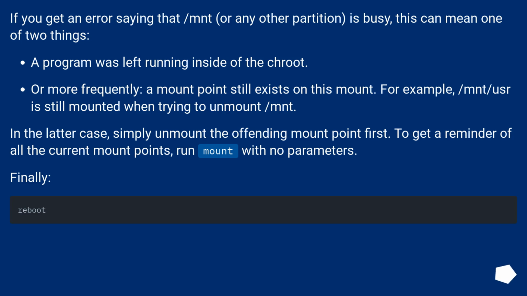If you get an error saying that /mnt, or any other partition, is busy, this can mean one of two things. A program was left running inside of the chroot. Or more frequently, a mount point still exists on this mount. For example, /mnt/usr is still mounted when trying to unmount /mnt. In the latter case, simply unmount the offending mount point first. To get a reminder of all the current mount points, run mount with no parameters.